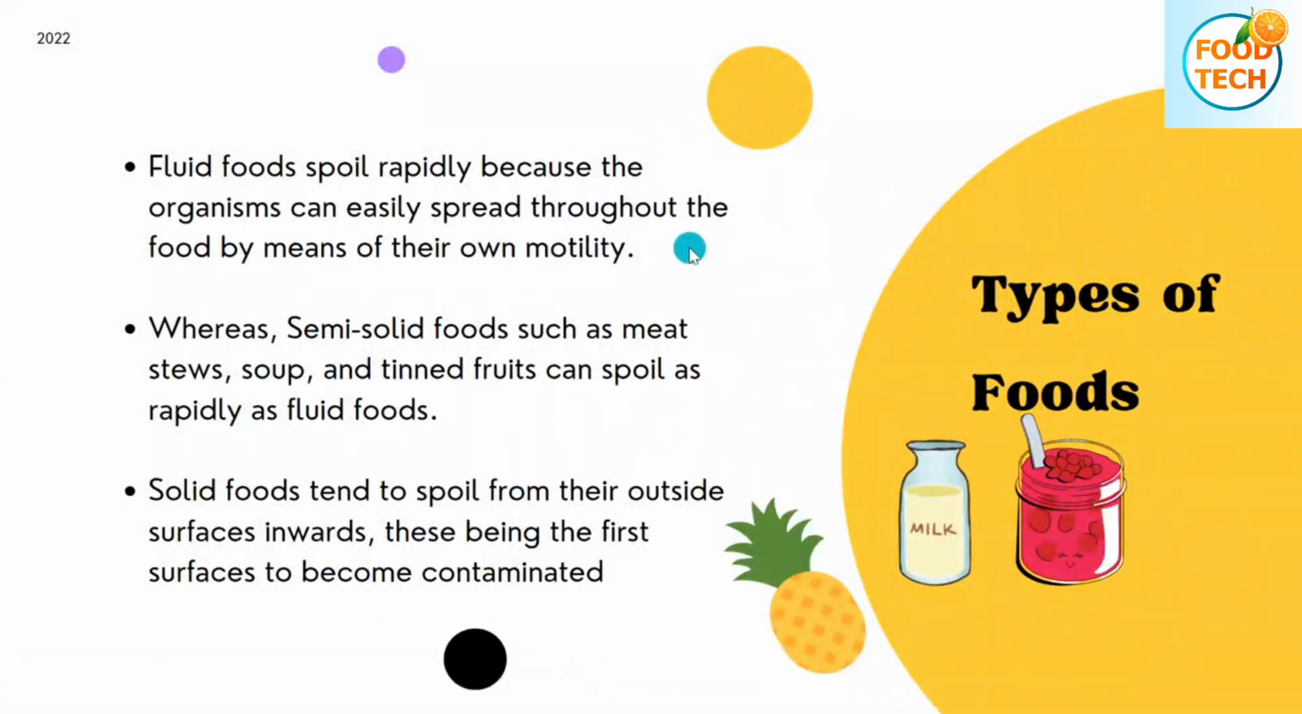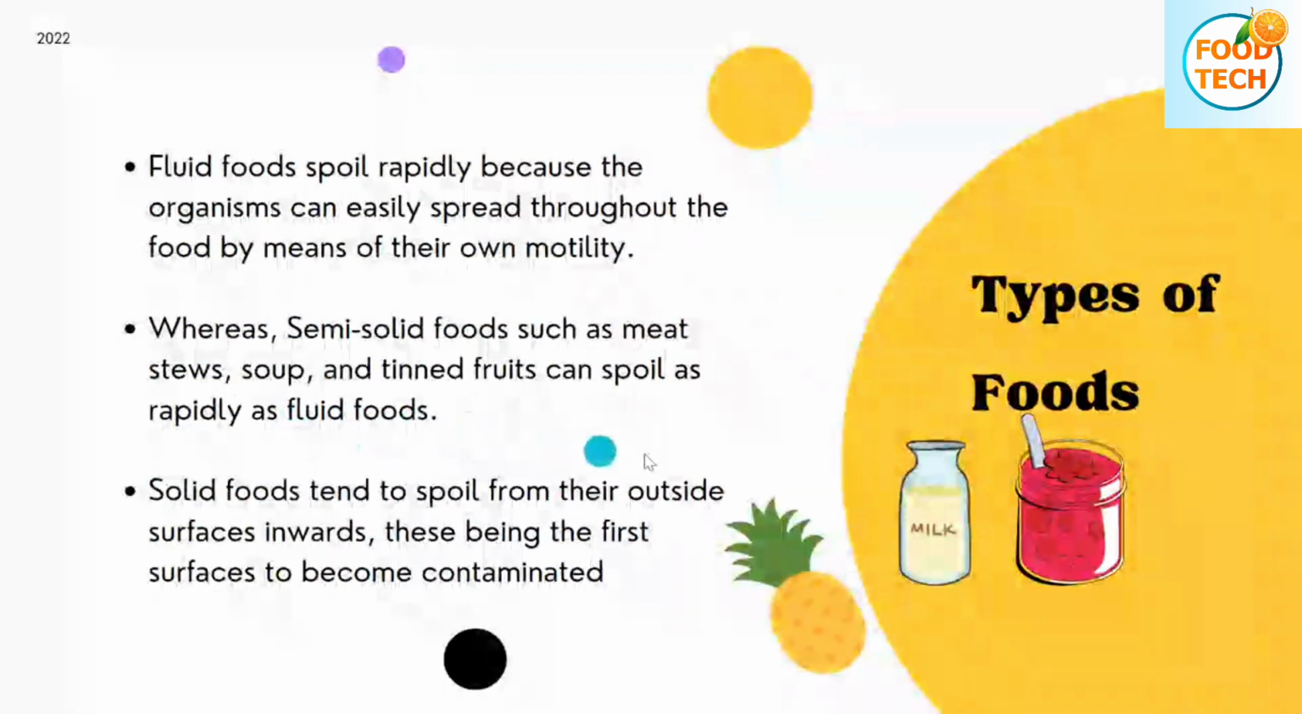So liquid foods spoil very rapidly, followed by semi-solid foods such as meat, stews, and soups. Tinned fruits can spoil as rapidly, for example jam, or also the stews or the soups. They can get spoiled equally as fast as fluid foods, because at the end of the day, even stews, although they are thick, have high water content. So that is why these products are destroyed at a very high pace.